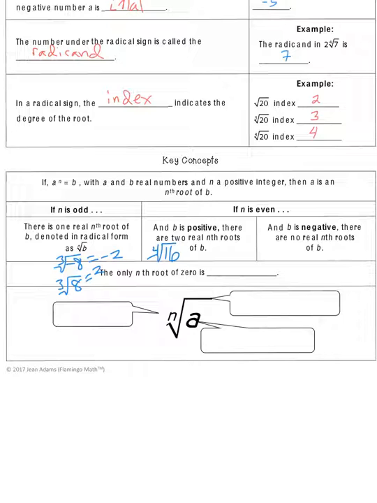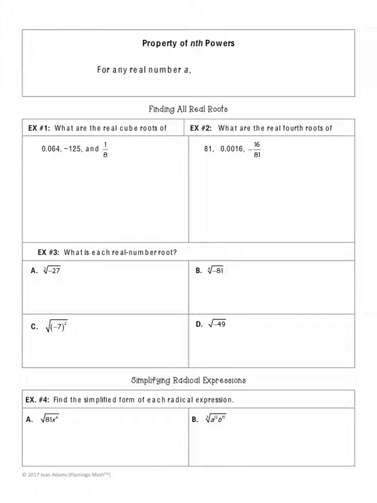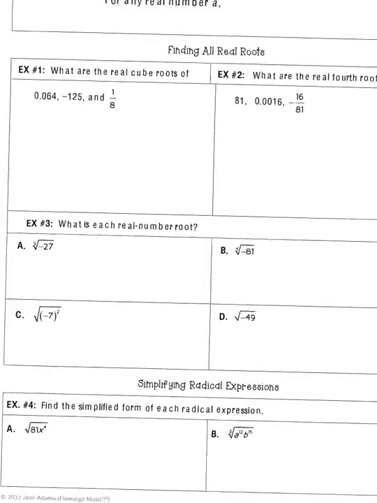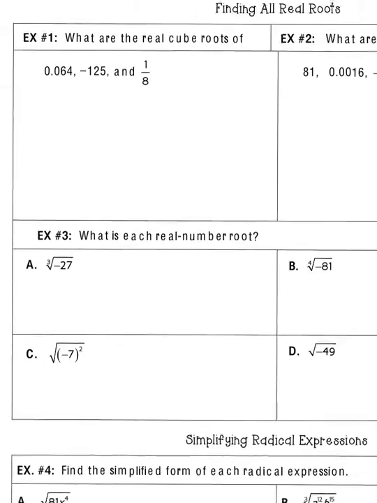All right, so then here, remember that n is the index. The A here is your radicand. And then that symbol is just your radical. All right, so let's look at some real problems with real numbers.